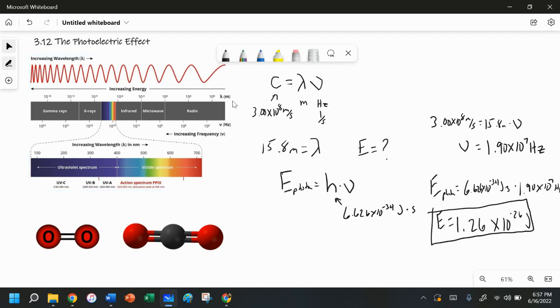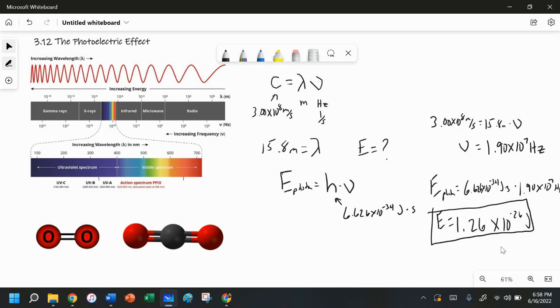1.26 times 10 to the negative 26 joules. We can look on our chart here and see where on the electromagnetic spectrum this would exist. So 15.8, that would be times 10 to the 0, or 10 to the 1. So that'd be right in here in the radio wave. So this is a radio wave, very low energy radio wave.